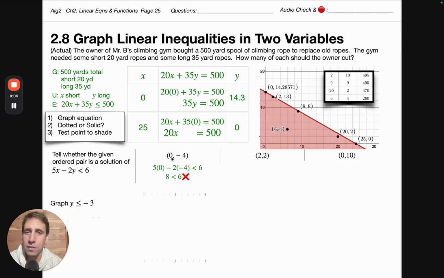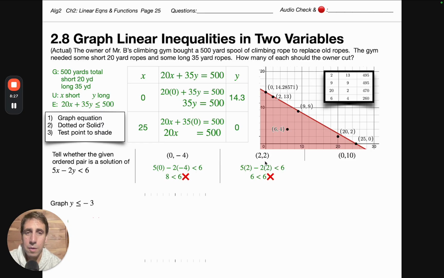Here, if we plug in 0 for x and -4 for y, it looks like this. And you can, order of operations, 5 times 0 gives you nothing. -2 times -4 gives you +8. And is 8 less than 6? No. So the overall answer is no.